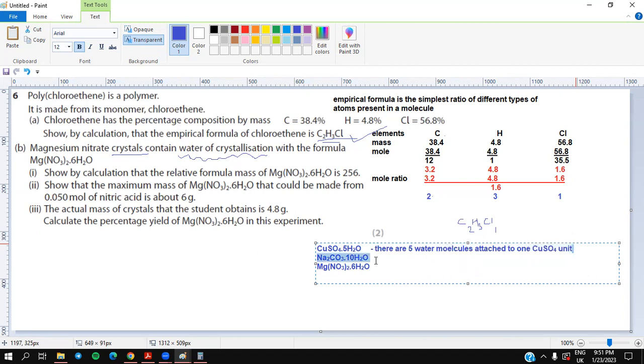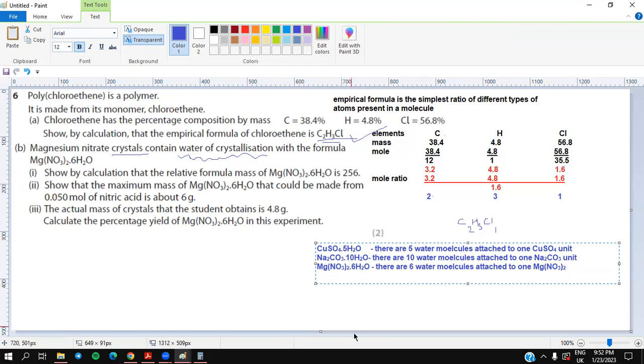Similarly, I can write for the next one also. There are how many water molecules? There are 10 water molecules attached to one Na2CO3 unit. In one Na2CO3 unit, there are 10 water molecules. Likewise, when you go to the last one, there are not 5, this time there are 6 water molecules attached to one magnesium nitrate. Try to understand this first.